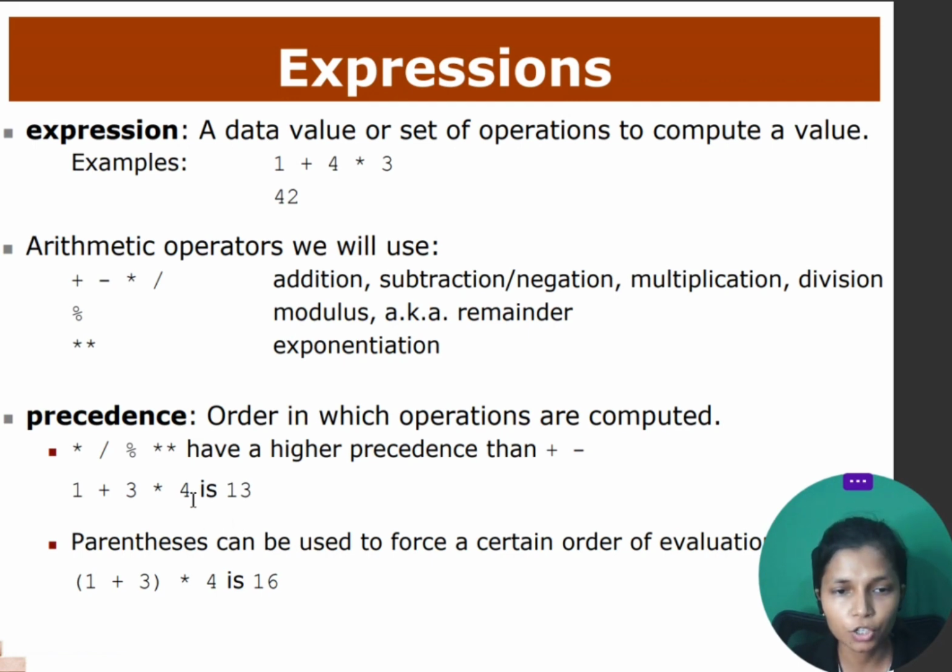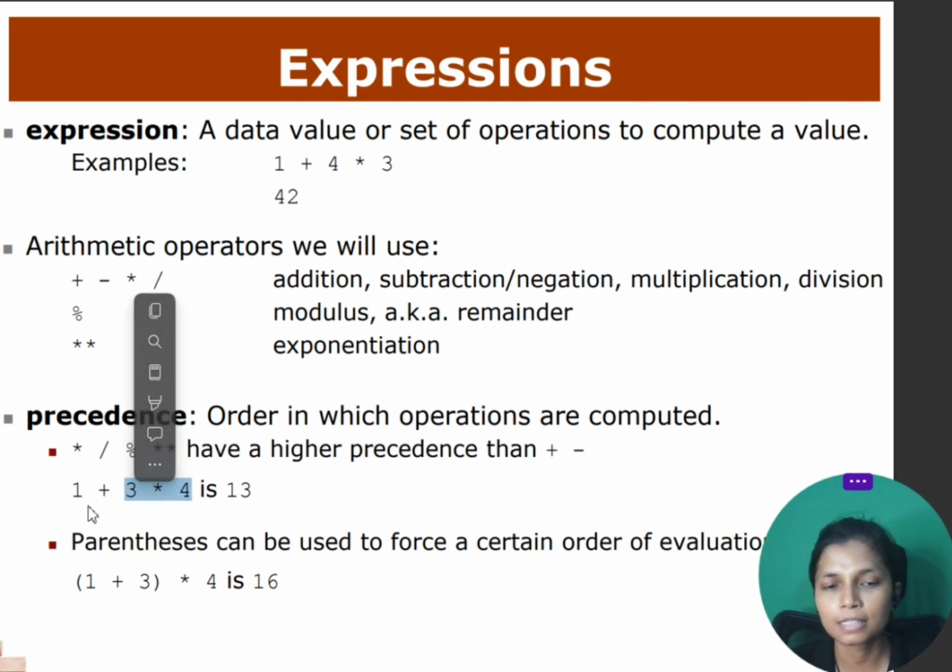So if there is an expression, you have to make sure which operators have high precedence. Those that have high precedence will be tackled first. Those that do not will be tackled later on. So in this case, multiplication has to be done first and then plus, because multiplication has higher precedence than the addition.